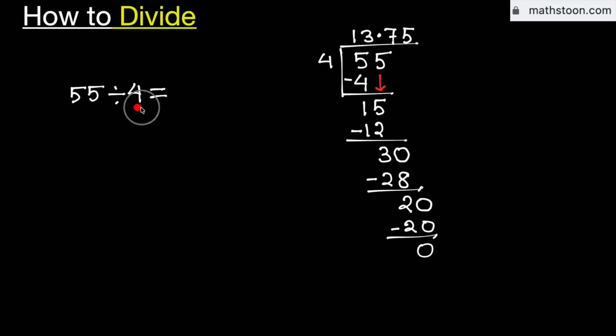Therefore, 55 divided by 4 is equal to this number 13.75. And this is our final answer.